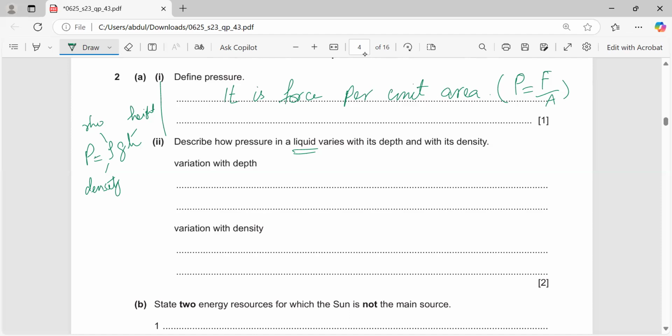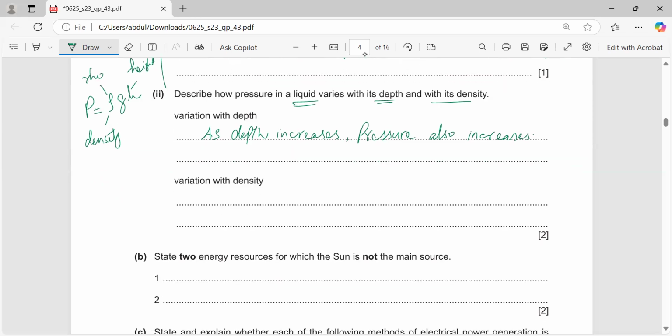Describe how pressure in a liquid varies with its depth and with its density. So, variation with depth. You can say, as depth increases, pressure also increases. And what about the variation with density?